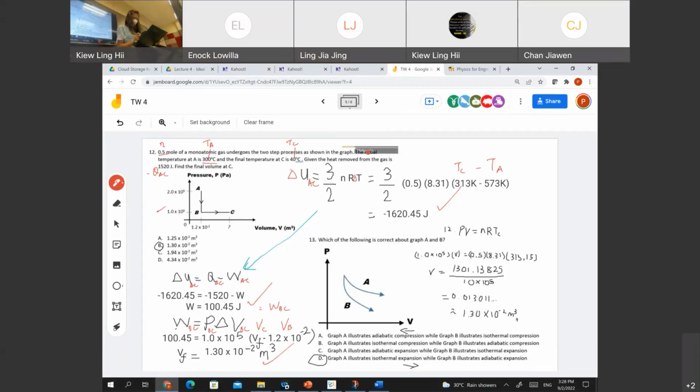Okay. Question 13. Which graph is correct about A and B? So these 2 graphs, they are either isothermal or adiabatic. Or alternatively, you could use this when it is an ideal gas. Very smart. This is the insight that you can provide to your friend.